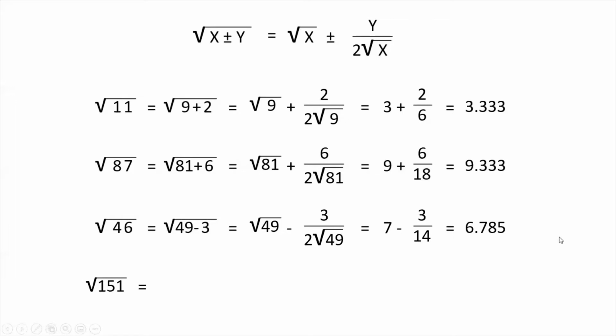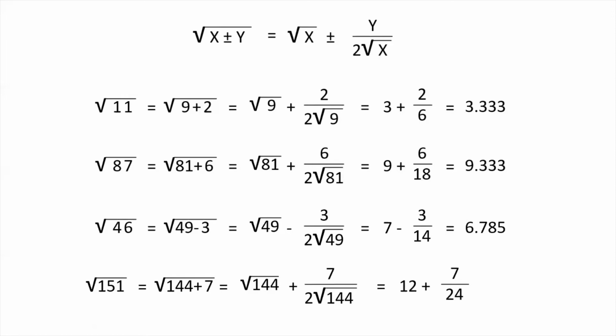Suppose you want to calculate the square root of 151. Now I can write 151 as 144 plus 7, where 144 is a perfect square. So my x is 144, y is 7, and the sign is positive. If I substitute, it comes as square root of 144 plus 7 upon 2 into root of 144. That is 12 plus 7 by 24. So if I calculate, that comes as 12.291.